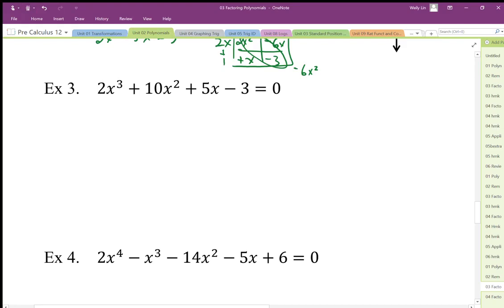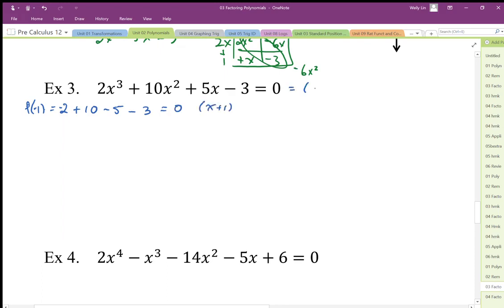So I'm going to test plus, minus 1, and 3. So I'm going to say f of 1. Okay, I think we need to use negative 1 here because the positive 1 doesn't look like it's going to work. So negative 1, I get negative 2 plus 10 minus 5 minus 3. When I work that out, yeah, I do get a 0. That means I have a factor, x plus 1.